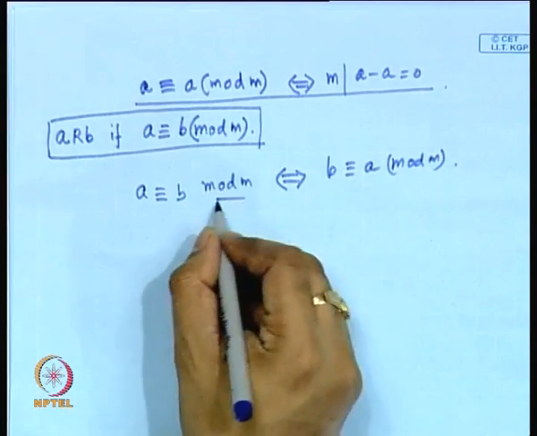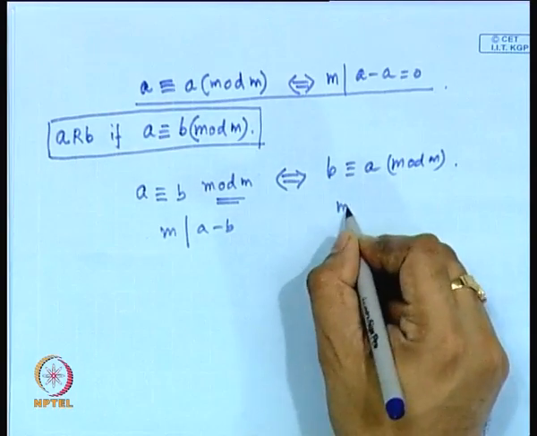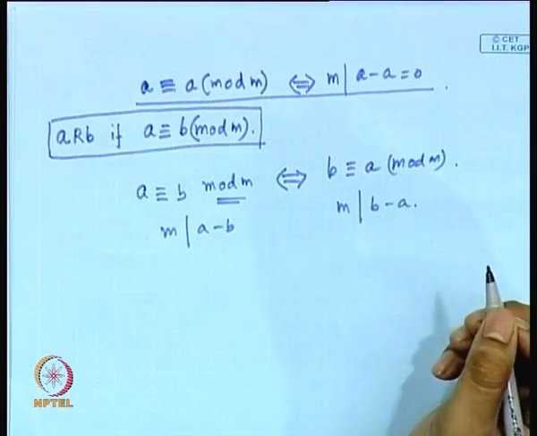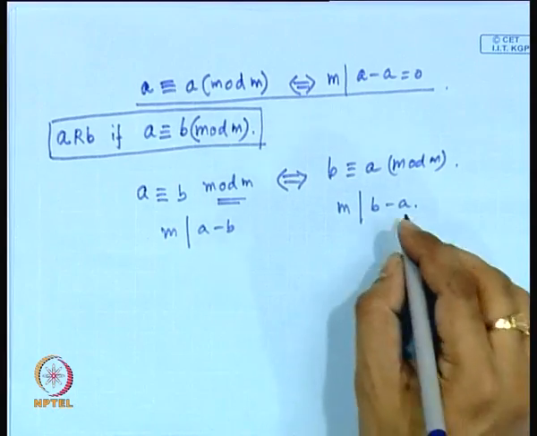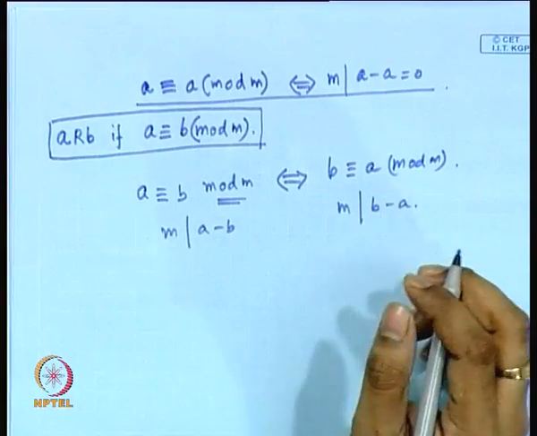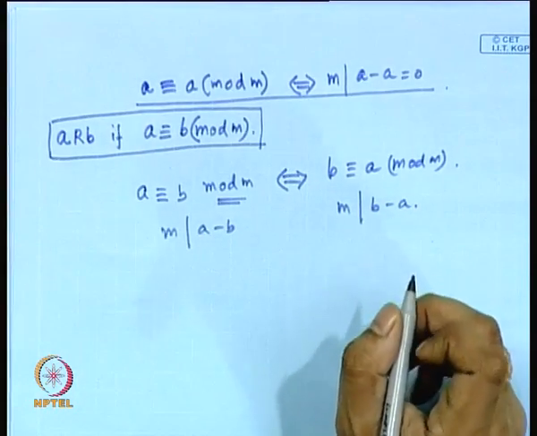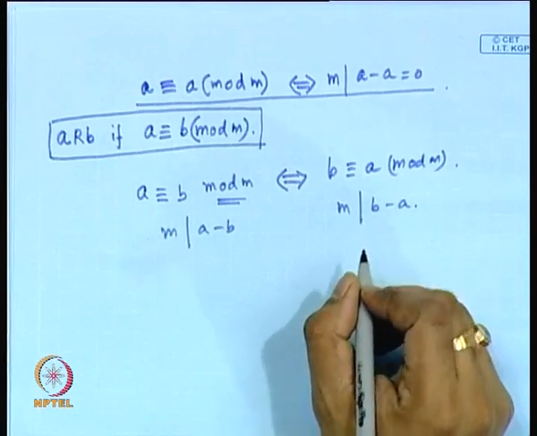Now, because this says that if M divides A minus B, then M also divides B minus A. So therefore, the symmetricity relation also holds, and this is true for all A and B. So it is true for all integer values A and B. Now this is very important, that this relation holds, the symmetricity property holds for all values of A and B.